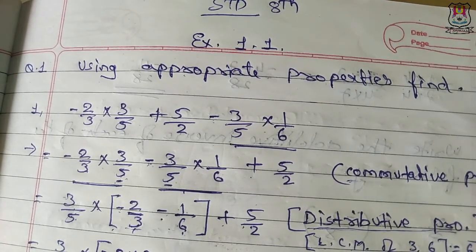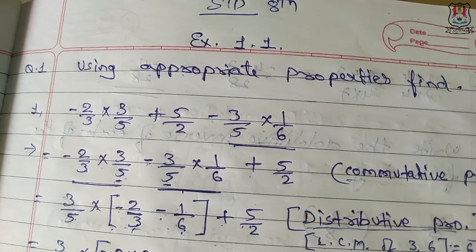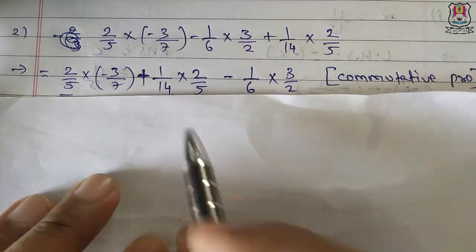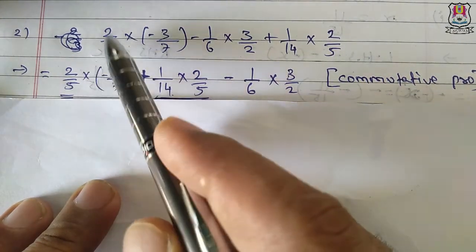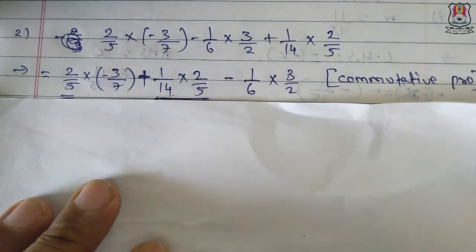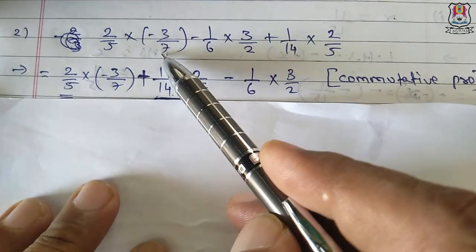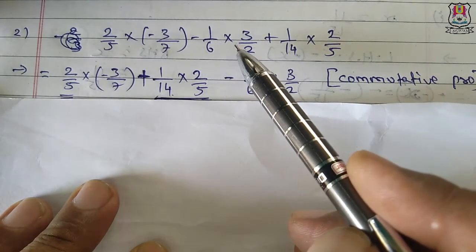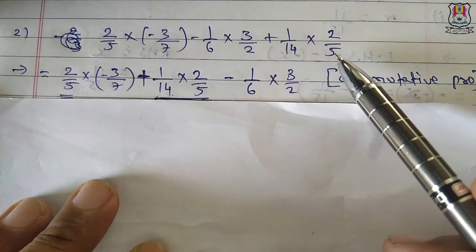So this was the end of question 1, number 1. Let's go on to number 2. Question number 2. 2 upon 5 multiplied by minus 3 upon 7 minus 1 upon 6 multiplied by 3 upon 2 plus 1 upon 14 multiplied by 2 upon 5.